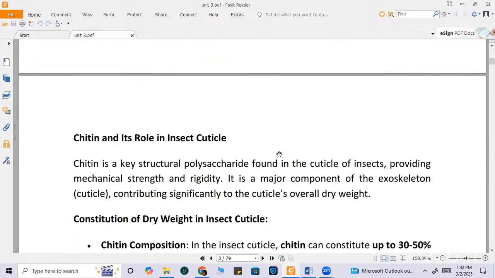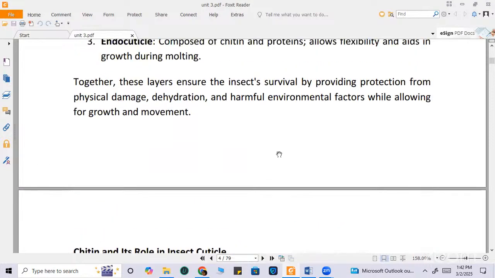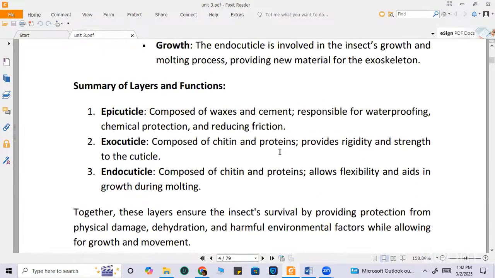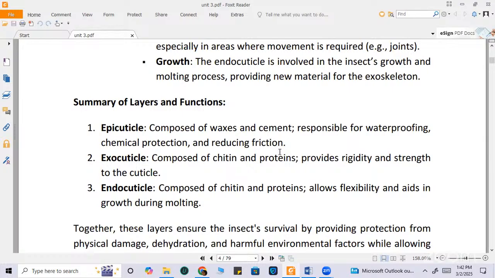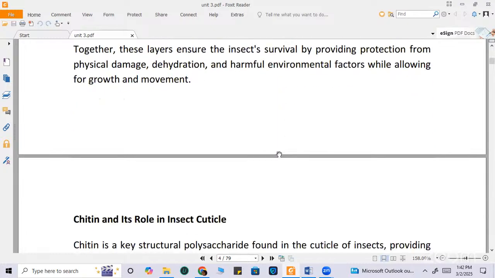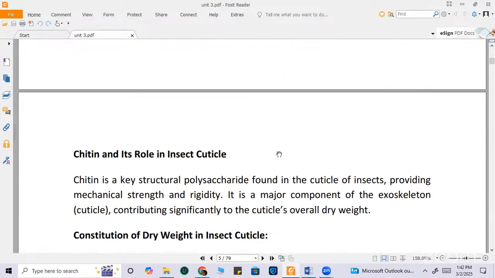Coming to the role of chitin. We have seen that all the layers of the cuticle are initially made up of chitin. Chitin is a long polysaccharide. So what is this chitin and what is its role in the insect cuticle? We'll discuss here. Chitin is a key structural polysaccharide found in the cuticles of insects, which provides mechanical strength and rigidity. It is the major component of the exoskeleton, contributing significantly to the cuticle's overall dry weight.